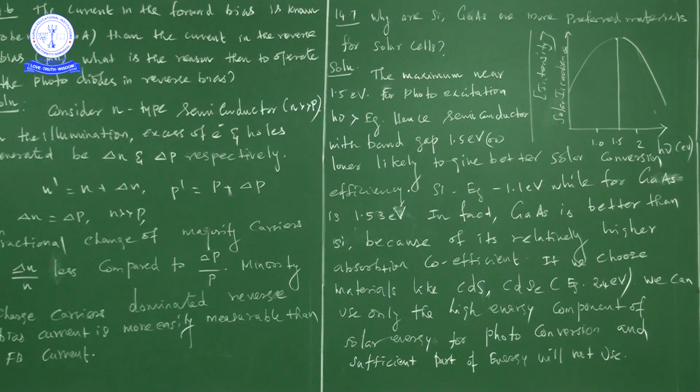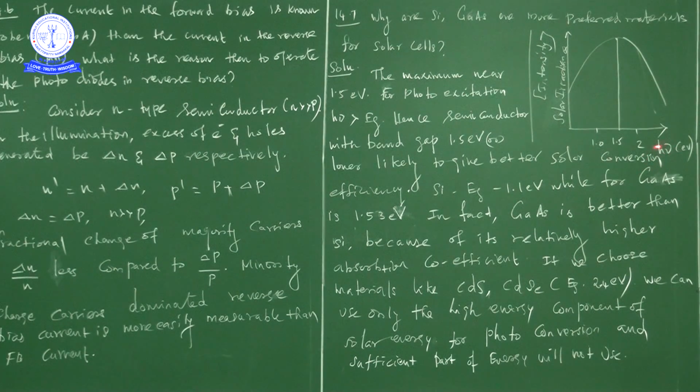See the solution. First you will see the diagram. When sunlight is incident on the solar cells, the maximum intensity can be obtained in the region of 1.5 electron volt. That means this is the incident energy, E equal to h nu. Here h is Planck's constant and nu is the frequency of the incident radiation, which you already know.